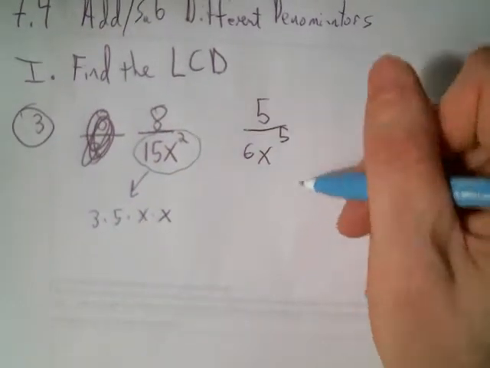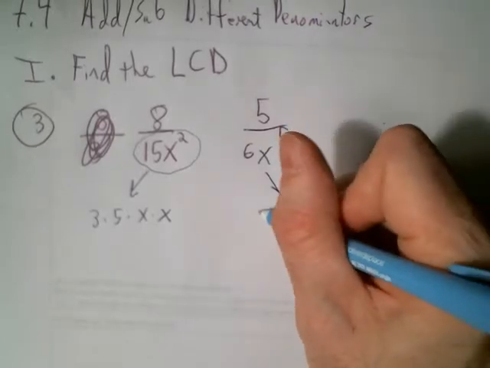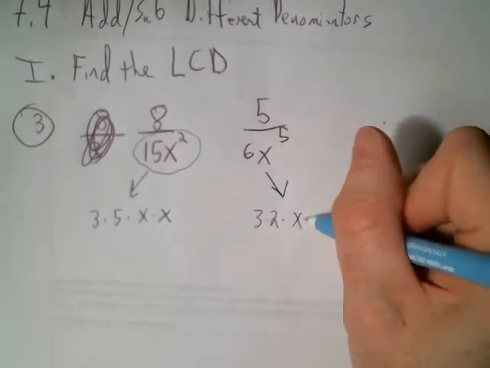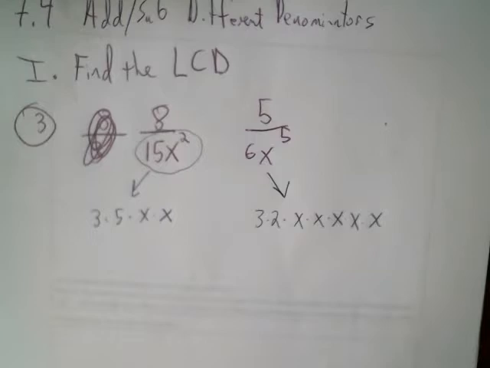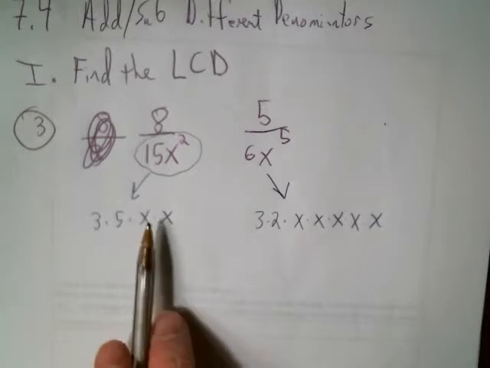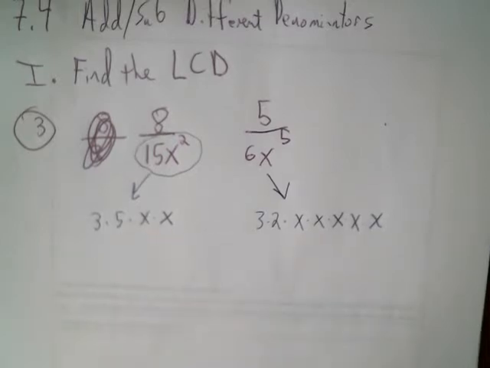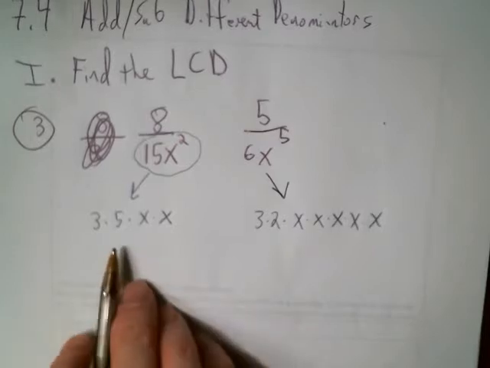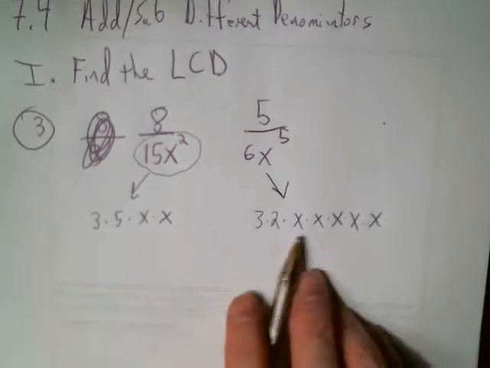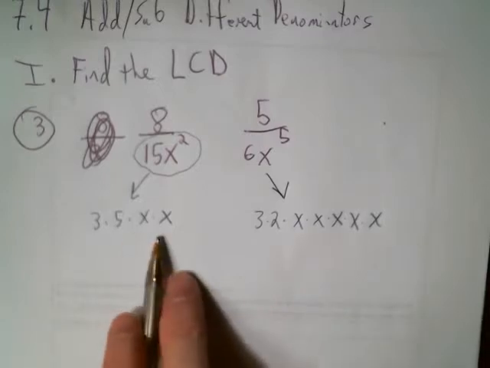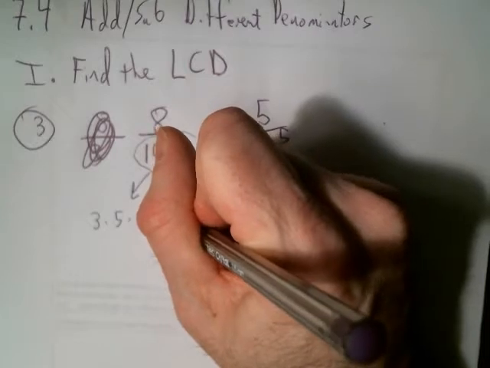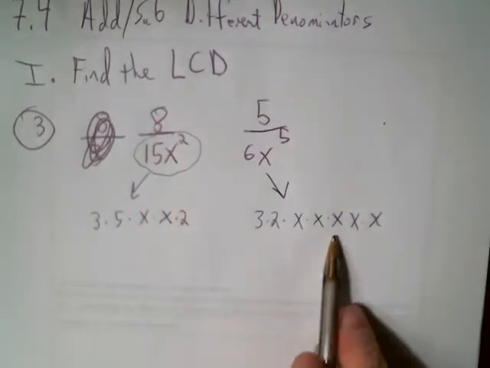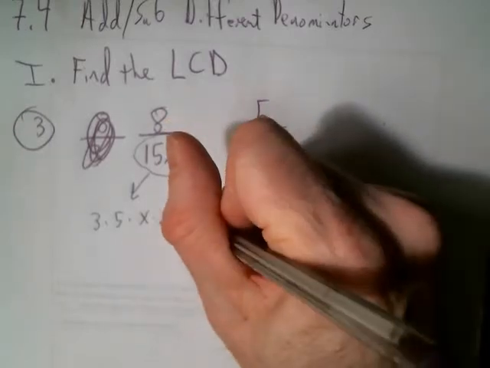So 15x squared is 3 times 5 times x times x. 6x to the fifth is 3 times 2 times x times x times x times x times x. The key is to multiply things in over here to make it look like this, and vice versa. You're always asking yourself, what is this side missing that this side has? So this side seems to be missing a 2, so I'll multiply in a 2. It seems to be missing 3 x's, so I can multiply in 3 x's.